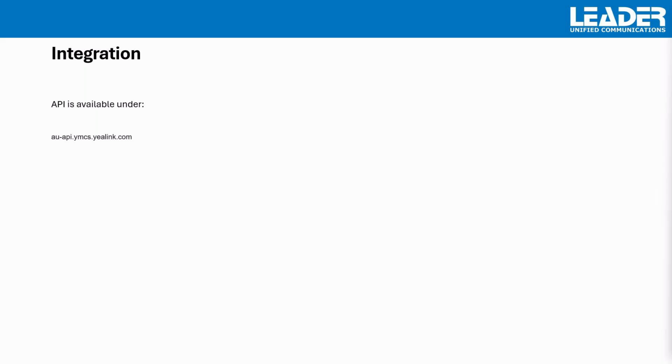The integration is available under, we use the Australian server, again, based on the first training. Australia has a YMCS location, where generally the data is stored, whatever kind of data is stored online. So the link for the API would be au-api.ymcs.yealink.com. We will look at that then in the hands-on.